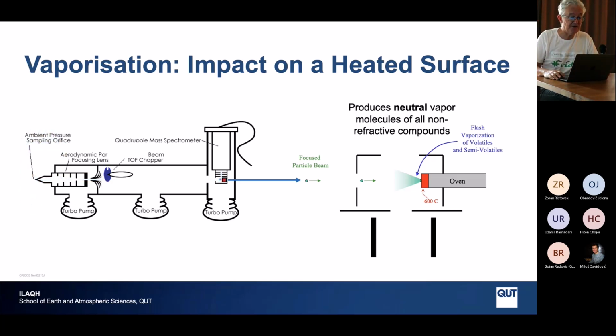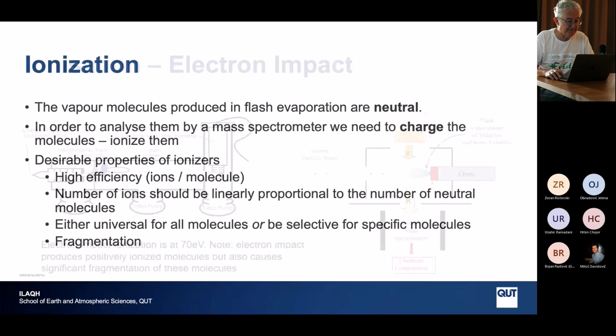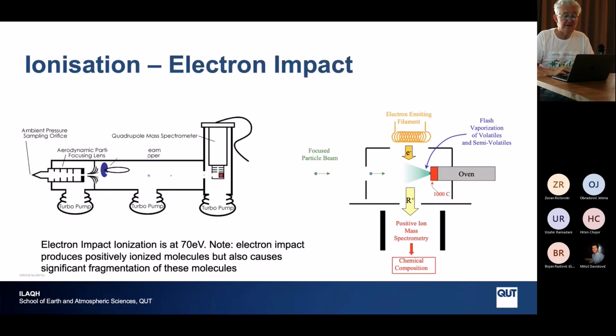Once you evaporated the particles, you produce neutral vapor. This neutral vapor can't be brought into a mass spectrometer. It has to be charged. So how do we do that? We do that by having an electron emitting filament, a filament which is heated up to several thousand degrees. These electrons are then accelerated by around a 70 volt potential difference, and they slam into the vapor.